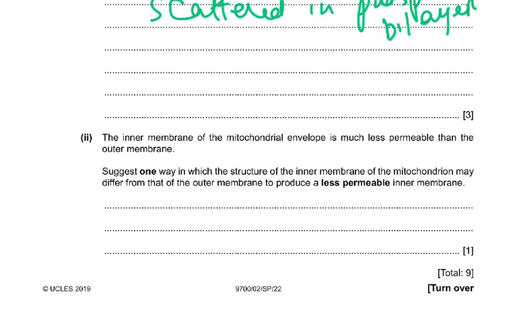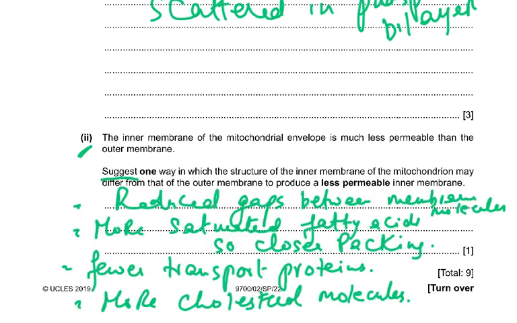Then the part 2 of the question says, the inner membrane of the mitochondrial envelope is much less permeable than the outer membrane. Suggest, again, suggest are the ones which are difficult. So suggest one way in which the structure of the inner membrane of the mitochondrion may differ from the outer membrane to produce a less permeable inner membrane. Difficult question. You have to understand why would it be less permeable?